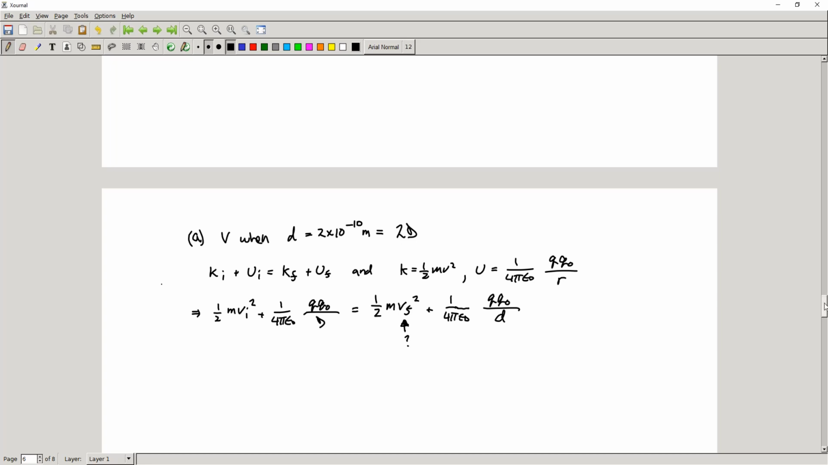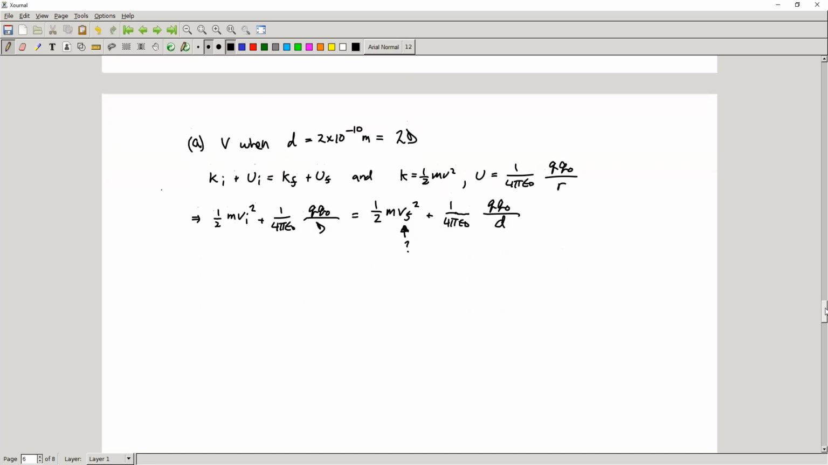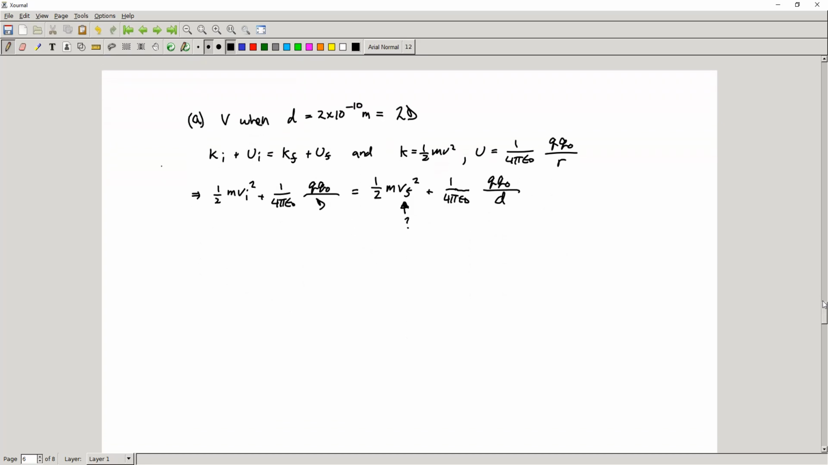So let's do it this way. You guys can look at the textbook version of it if you want to see the way they do it. But we're basically just going to take this equation and manipulate it. We want to solve for our final velocity. That's pretty simple. We can do it in a few steps.